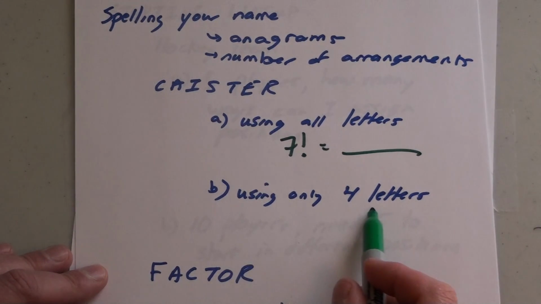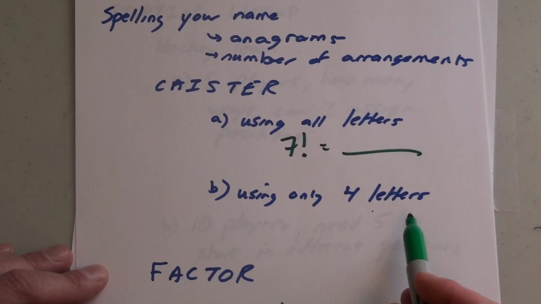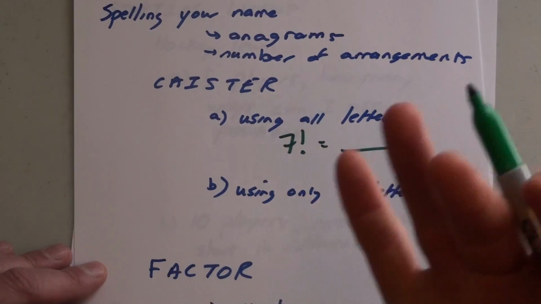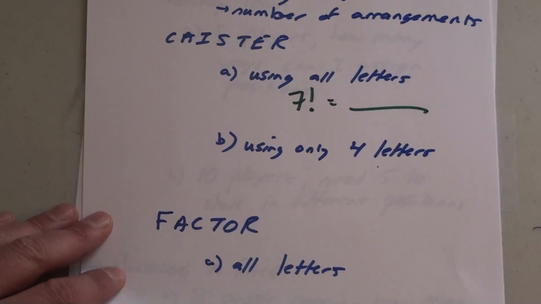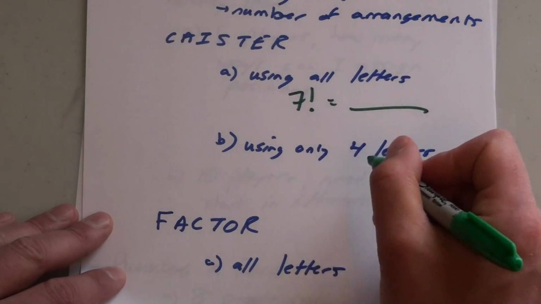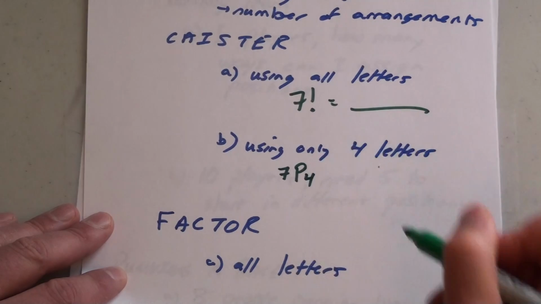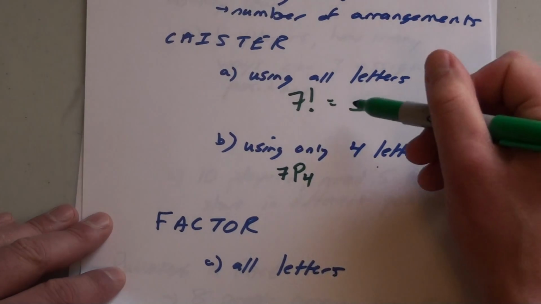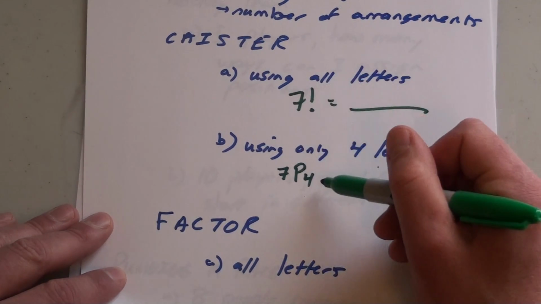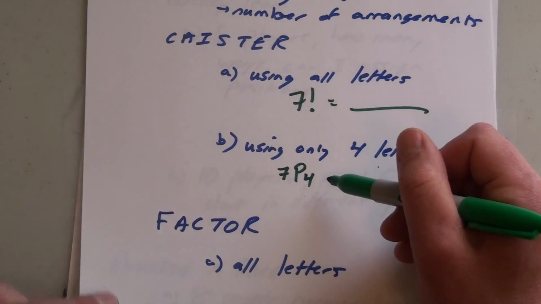If I'm only going to use 4 letters, I'm not using them all. Again, I've got the countdown going on. I have 7 letters available for the first one, and then it's going to be losing 1 each time. But I'm not going to use all letters. I'm only using 4 of them. So it'll be 7P4. Factorial, using all the letters. Permutation, not using all the letters.